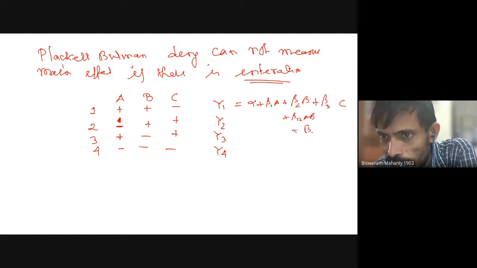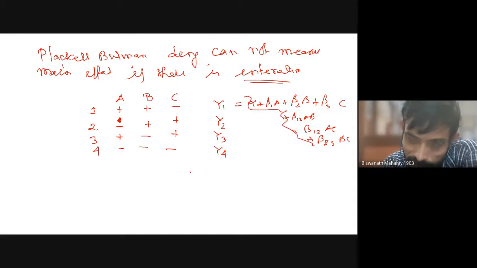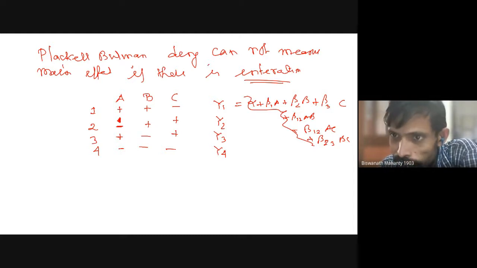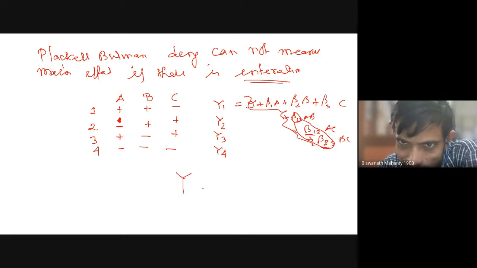Any equation I have to write, no? Beta 13 into AC, beta 23 into BC. So this is the normal equation. If you try to understand, if I assume that these interactions beta 12, beta 13, beta 23 are all cancelled, if I assume they are not there, then my equation is very simple. So if I assume that interaction is not there, my equation is like that.